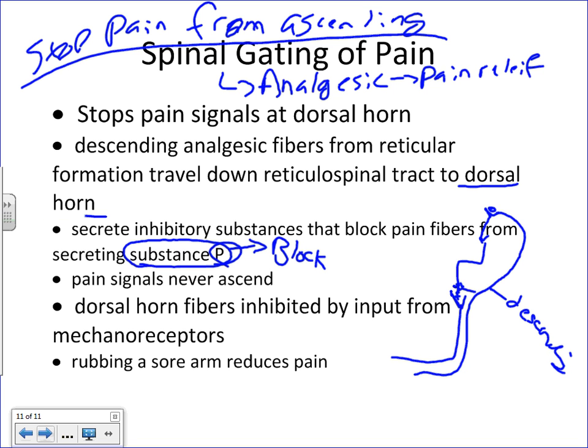Remember, the dorsal aspect of the spinal cord is where sensory input enters the spinal cord. So these neurons that are descending down from the brain are blocking the neurons in the spinal cord from getting pain signals up to the brain. The less pain signaling that comes into the brain, the less pain you're going to feel. And understanding this is also how you can understand how certain pain medications work, like for example, the class of pain meds called opioids.